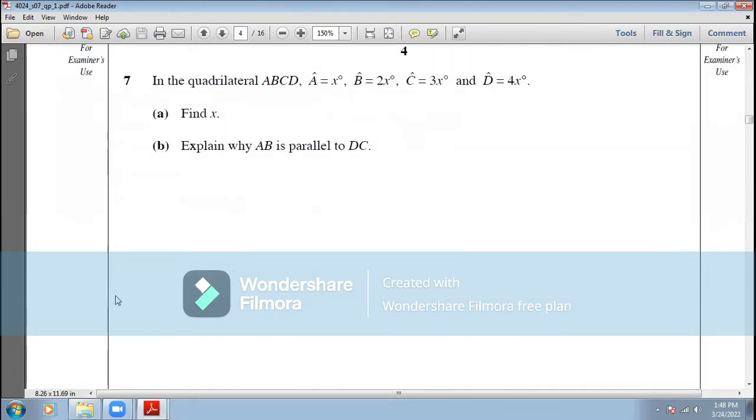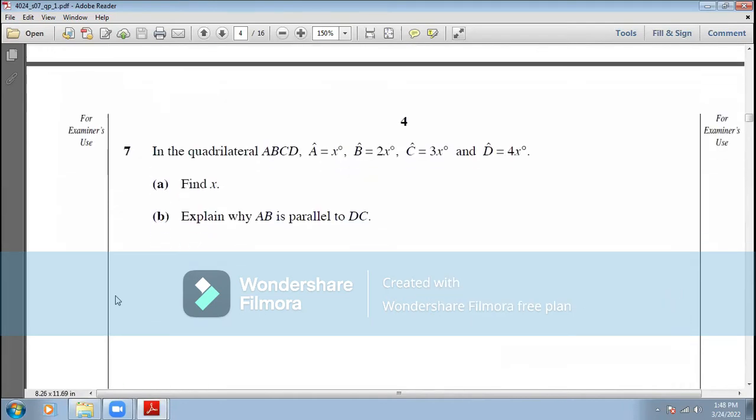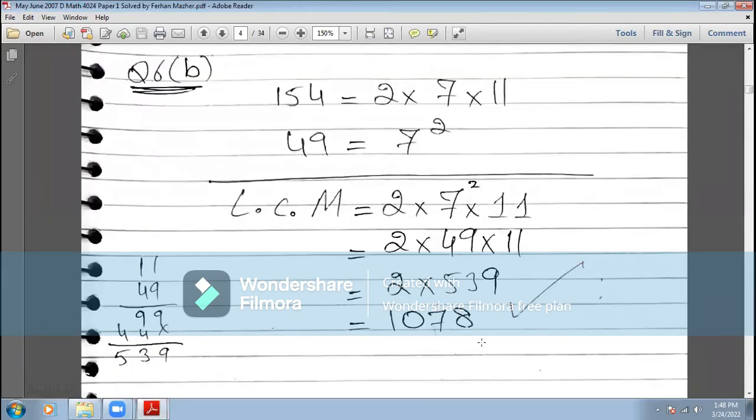Okay, question number 7 is coming up on your screen. It's a 1 and 2 marks question. He says, in a quadrilateral, meaning 4-sided figure ABCD, the angle A is X, the angle B is 2X, angle C is 3X, and the angle D is 4X. Find the value of X and explain why the AB side is parallel to the DC side. Okay, so we have to find out the value.